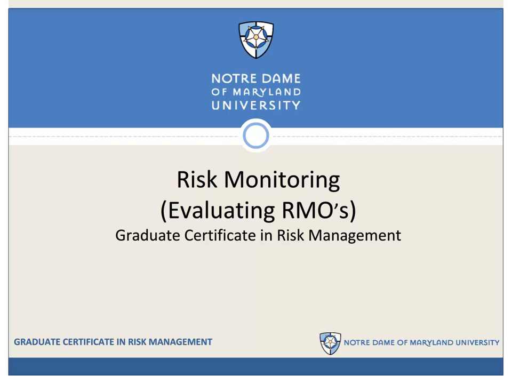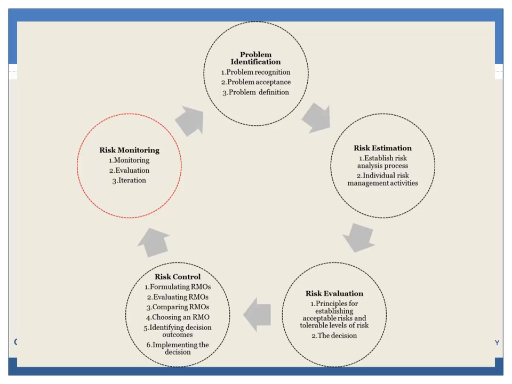In this video, we will consider the risk monitoring task, which could be subtitled Evaluating Risk Management Options. Risk monitoring is the fourth step in our generic risk management model. It has three tasks: monitoring or gathering strategic data, evaluating that data to determine if you are getting the desired risk reductions or risk payoffs, and iteration, which means reinitiating the process when the desired outcomes are not being obtained.